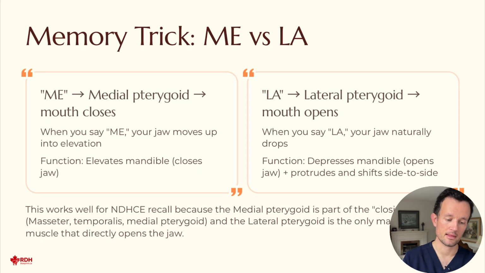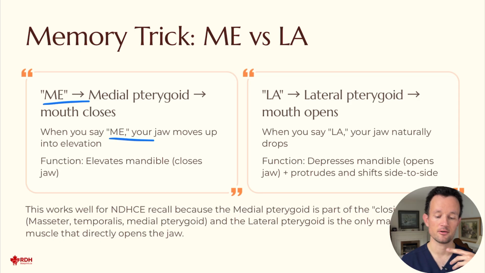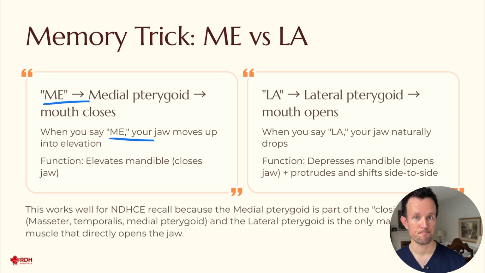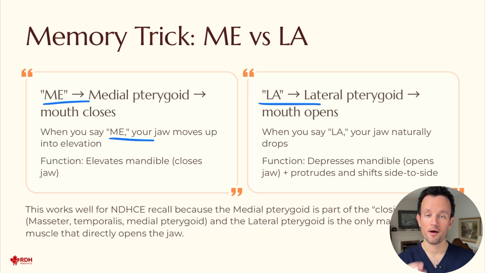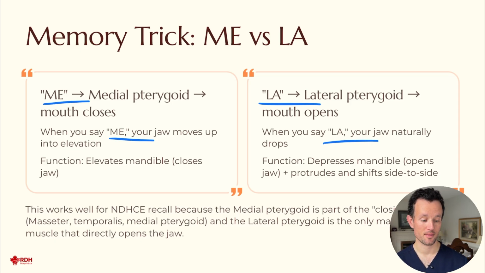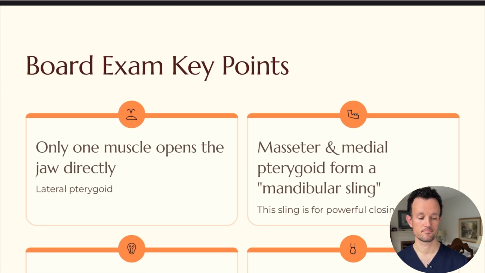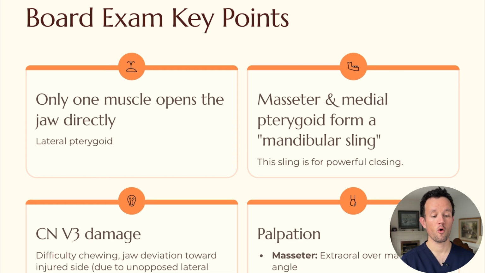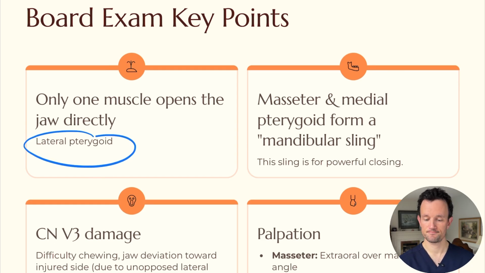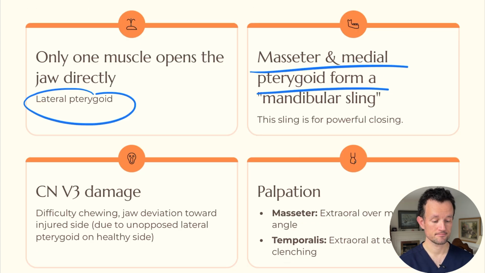And how I remember this is to say the word "me." My teeth are together pretty much, is medial. Your jaw moves up to say "me." But "la," your jaw has to drop. So that's la for lateral, to depress the mandible. Remember, only one muscle opens. That's the lateral pterygoid. Masseter and medial pterygoid form the mandibular sling.